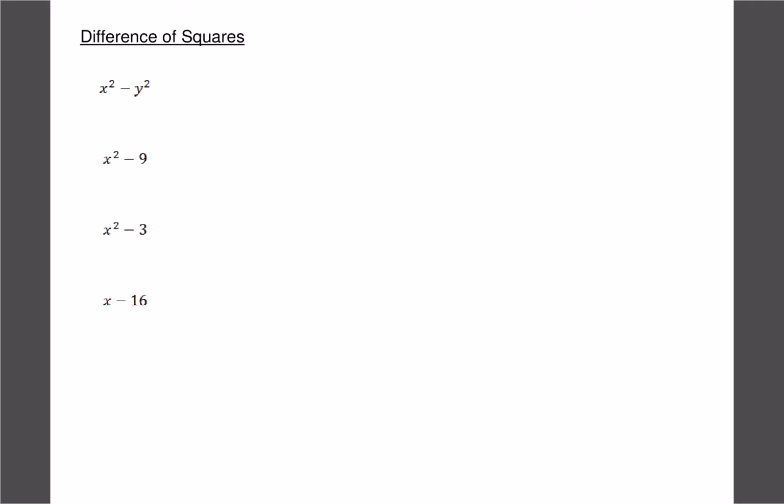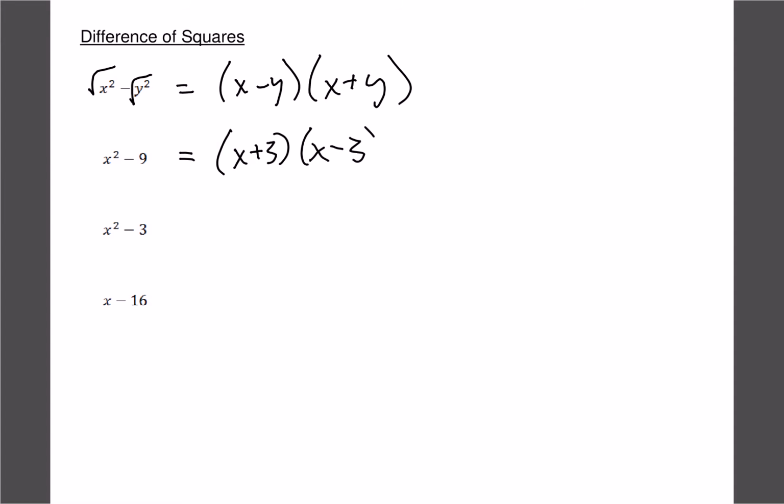For difference of squares, same process again, except remember our middle terms should cancel. But we can still square root the front and back, so we'd have x minus y. And to cancel that middle term out, we just need x plus y. So you just got to do one plus, one minus. So do the same thing with the next one. We'd have x plus 3, x minus 3. And if you really want, you can write these as x plus or minus 3. You can write them as one factor.